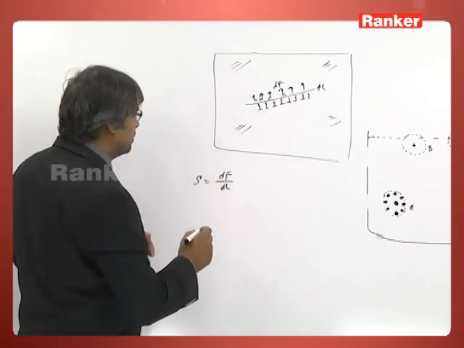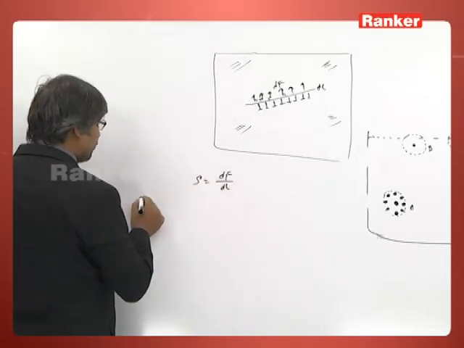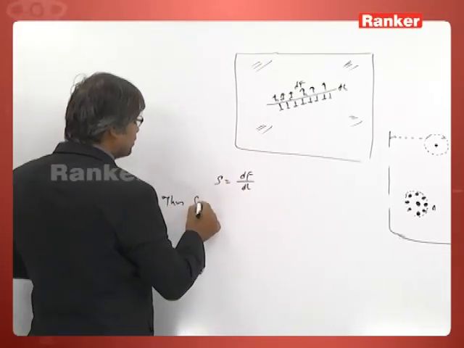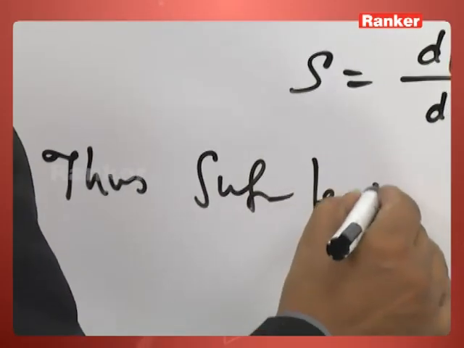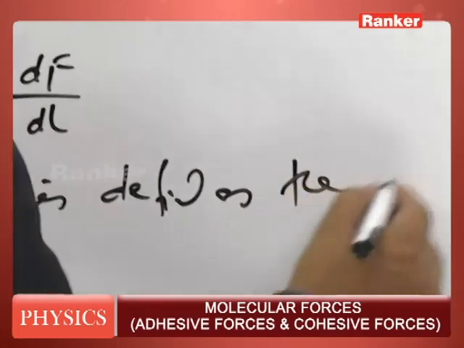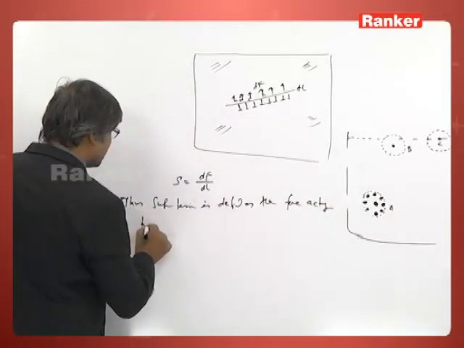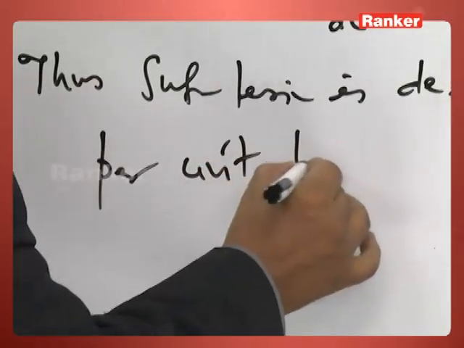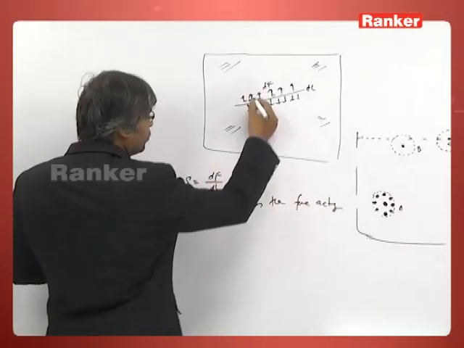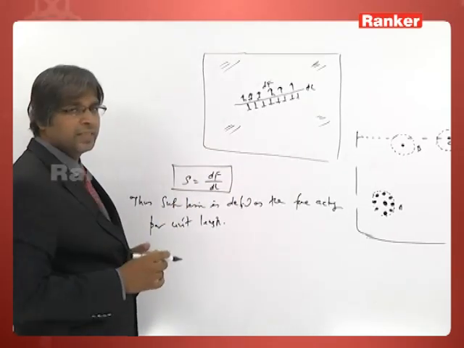So, the surface tension is defined as the force acting per unit length. This force is normal to the unit length. So, this is how we define the surface tension.